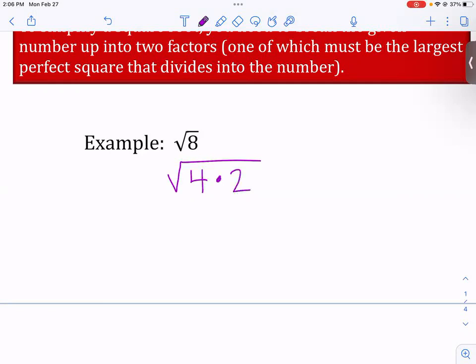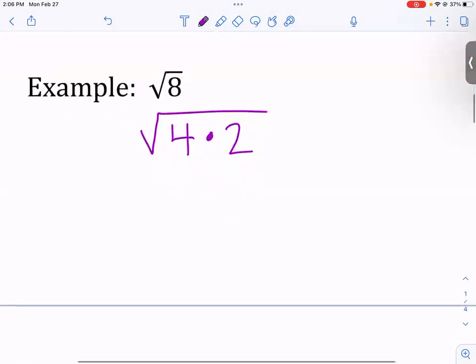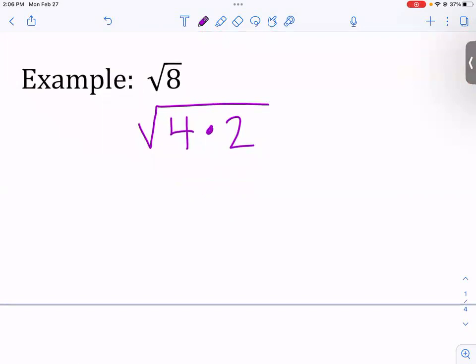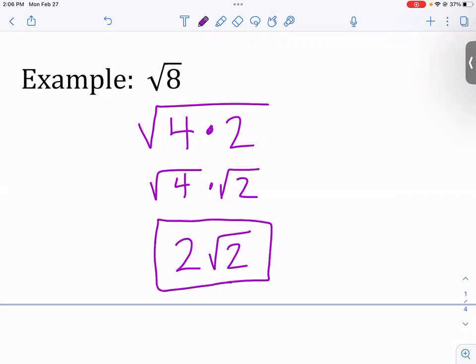So I want you to watch me, Colin. Do you agree that 8 is 4 times 2? Yes. Okay, so now I have the square root of 4 times the square root of 2. But the square root of 4 is 2. So I have 2 times the square root of 2.